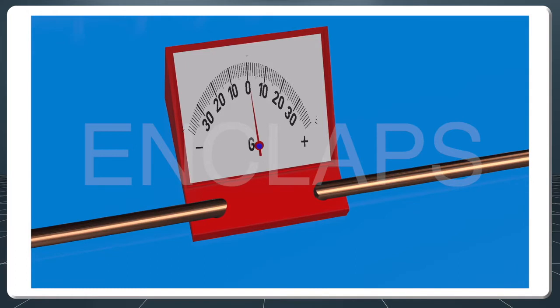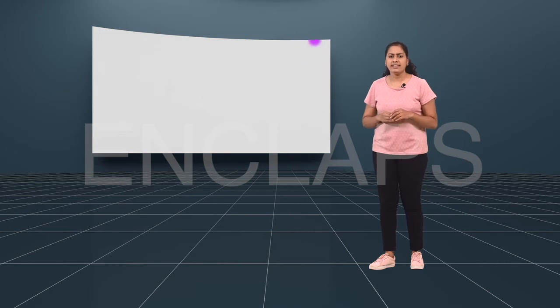Galvanometer needle remains undeflected when the switch is on. When the switch is turned off, the galvanometer needle deflects in the opposite direction. What may be the reason behind this? Let's take a look through this.